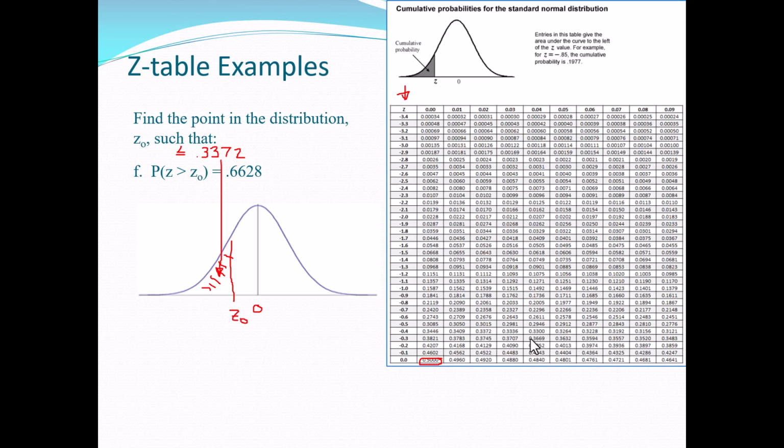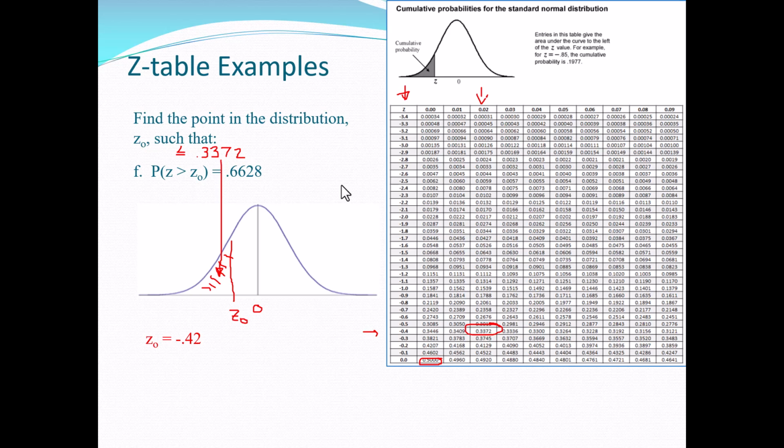0.3372. Where the heck is it? I can't seem to find it. 0.33. Here it is. What's the z-score where that occurs? Negative 0.4. Come up to the top. Find my cursor. Here it is. Negative 0.42.